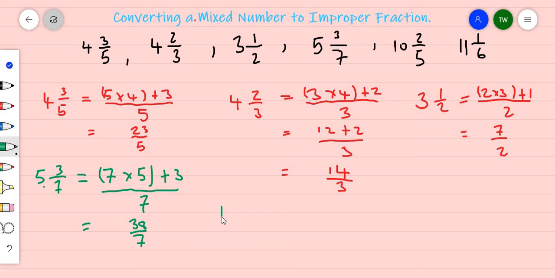We have 10 and 2/5. And if we convert this to an improper fraction, then it's going to be 5 times 10. Put that in a bracket. Plus your numerator of 2. All of that divided by 5. Then we just simplify. So 5 times 10, that's 50. Plus 2, that's 52. So it's going to be 52 over 5.